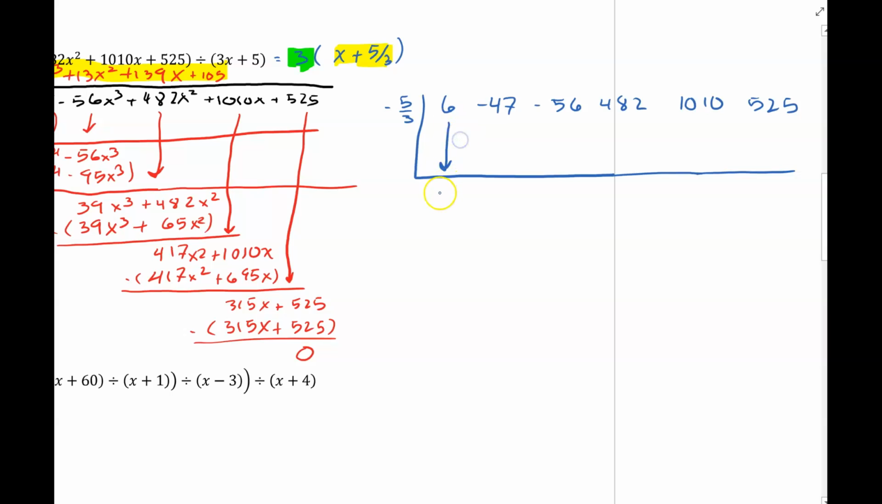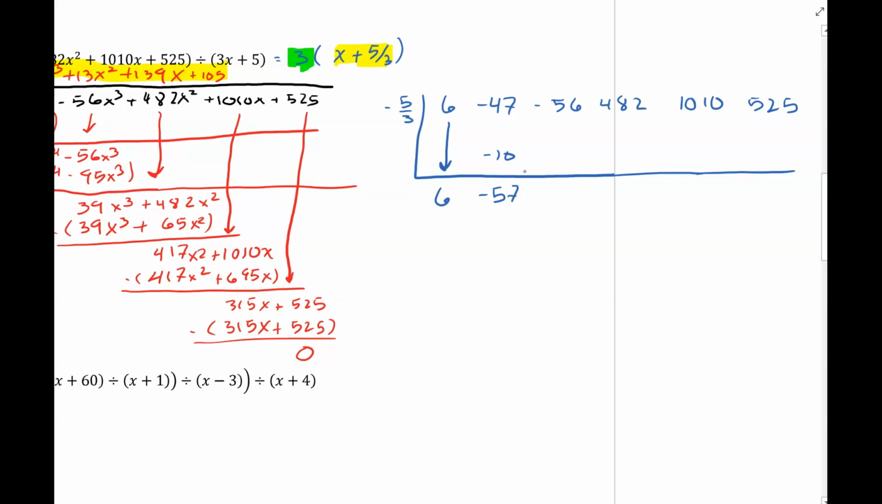Okay. So I bring the 6 down. When I multiply negative 5/3 times 6, what do I get? I get negative 10, right? 6 times negative 5/3 is negative 30 over 3, which reduces down to negative 10. Everybody's okay with that? So if I add down, I get negative 57.